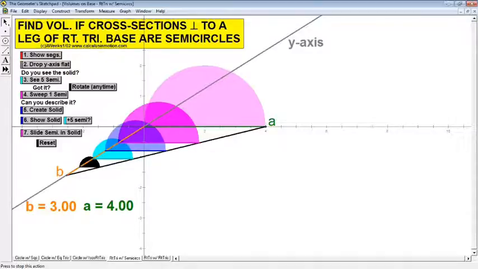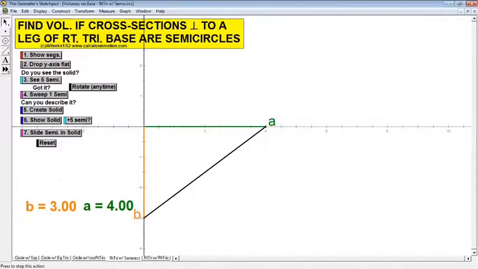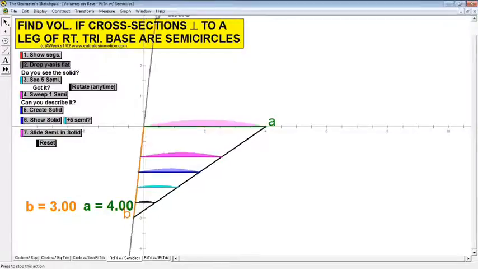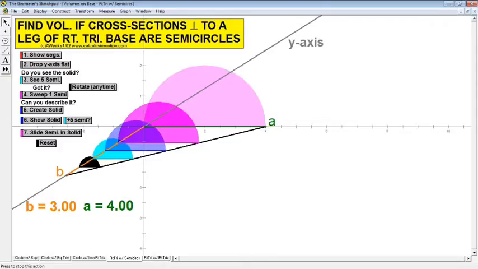What kind of shape are these cross sections? Semicircles. Okay. Now if I put it back and I put my cross sections in there, are they perpendicular to the x-axis or perpendicular to the y-axis? To the y-axis. Now our job is to find the volume. So this is what we're going to do.